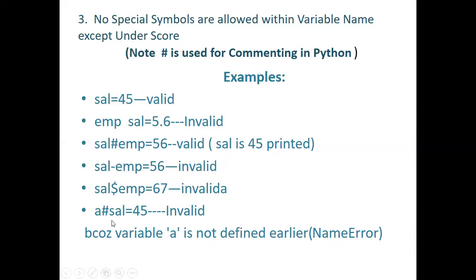And if we write hash Sal is equal to 45, that will be invalid. Why? Because A is not defined earlier. Any questions till now, students? No questions? Let's proceed further.